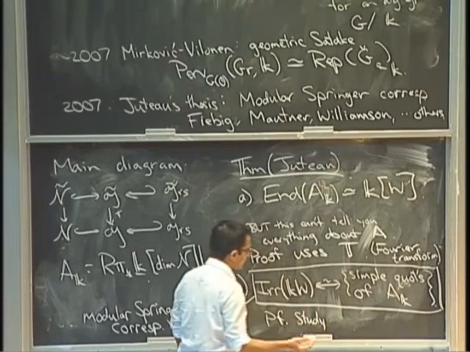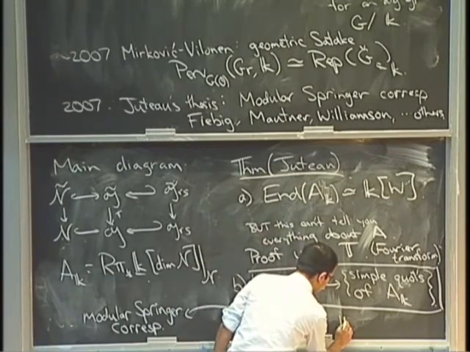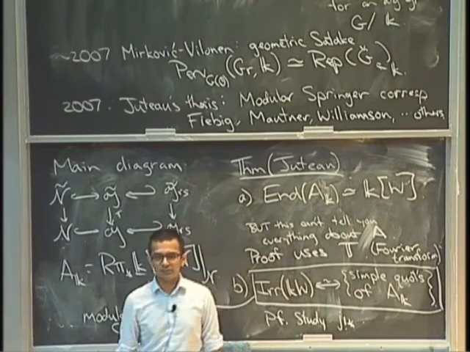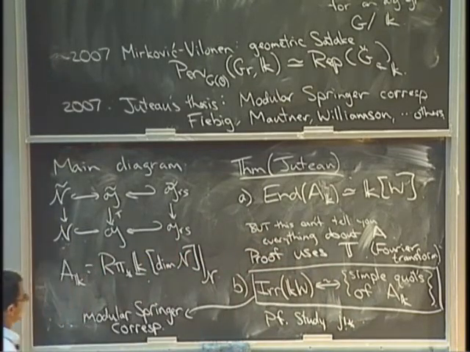studying some features of the intermediate extension functor that you're not used to having to pay attention to when you work in just characteristic zero.